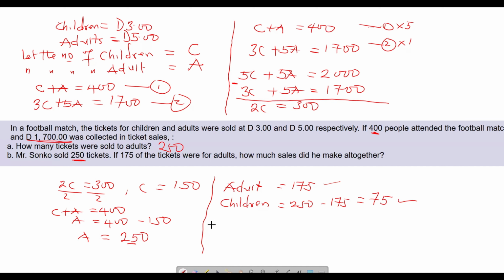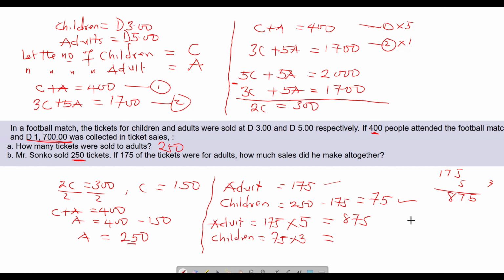What will now be the sales altogether? For adults, we know the cost for adults. That's 175 times, the cost is 5 dollars, so times 5. Now for children, since we have 75 children, and the cost for that one is 3 dollars, times 3. So now doing this, 175 multiplied by 5: 5 times 5 is 25, write 5 keep 2; 7 times 5 is 35 plus 2, that's 37, write 7 keep 3; 5 plus 3, that's 8. So for this, that's 875. And for this one, 75 times 3, that's 225.